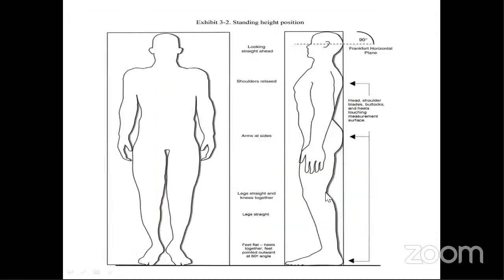You should make the child stand. The most important thing is that you should note these points: the heel, buttocks, shoulder blade, and the occipital prominence. These should touch the wall, and only then can we take the measurement of the child. We will get the exact measurement of the child.